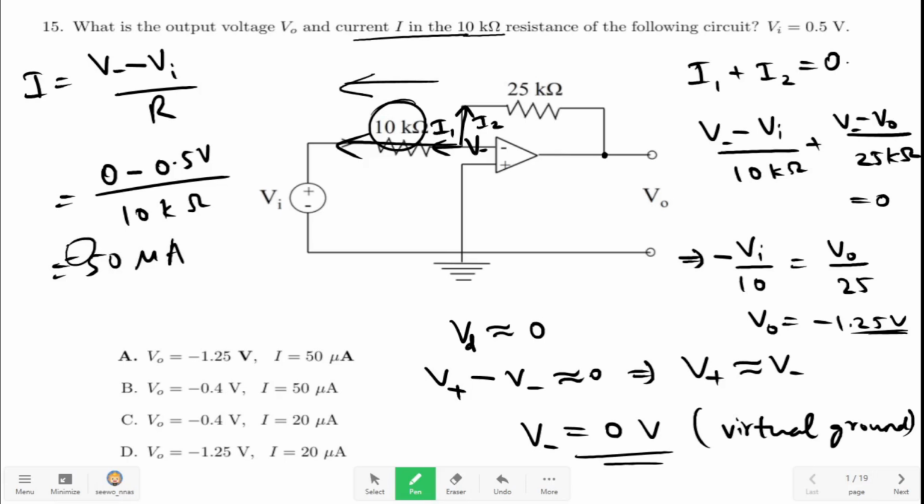Now we assumed the direction of current to be in this direction. This minus sign indicates that the direction we assumed is incorrect. The direction should be this direction. It should be flowing in the opposite direction. Therefore the correct answer is option A. We have 50 microampere as the current and V output is minus 1.25 volt.